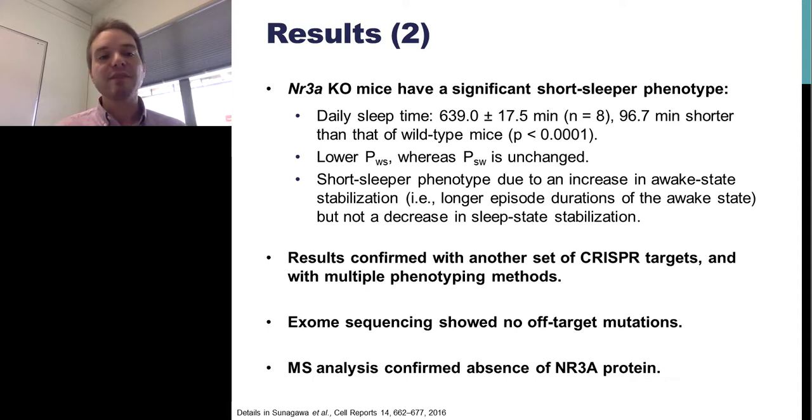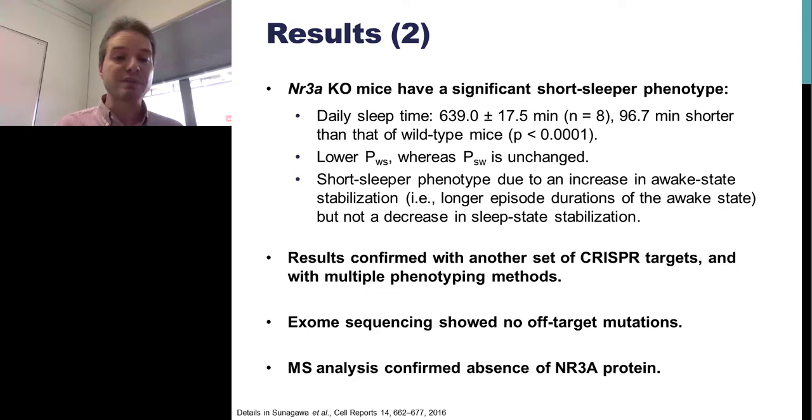And so we identified NR3A as a short sleeper gene. So knockout of that gene is reducing sleep by more than an hour and a half. And what we found is that what's changed is the transition from wake to sleep. So once the mice are asleep, they sleep normally, but it takes them longer to fall asleep.